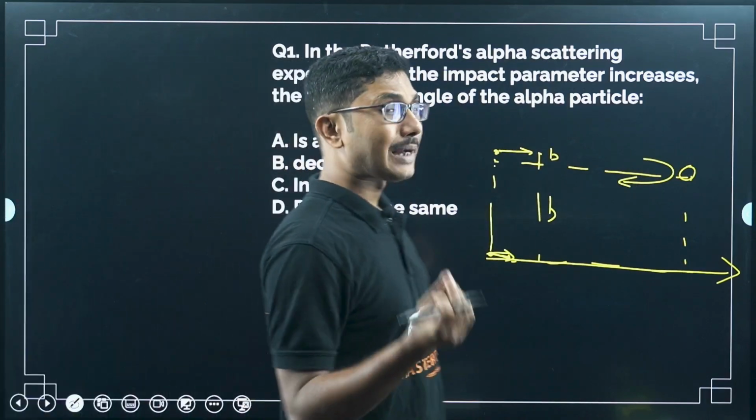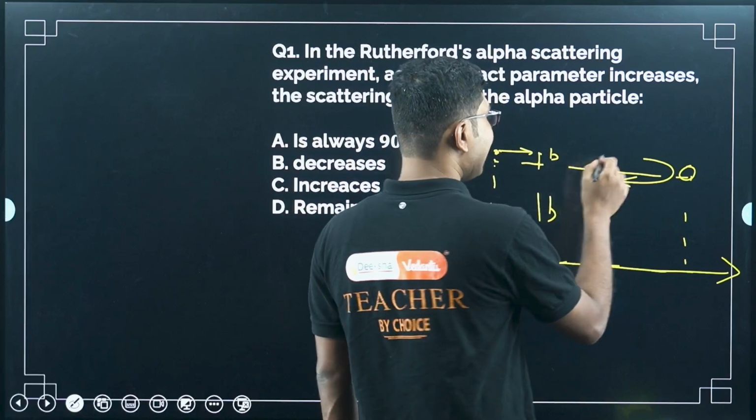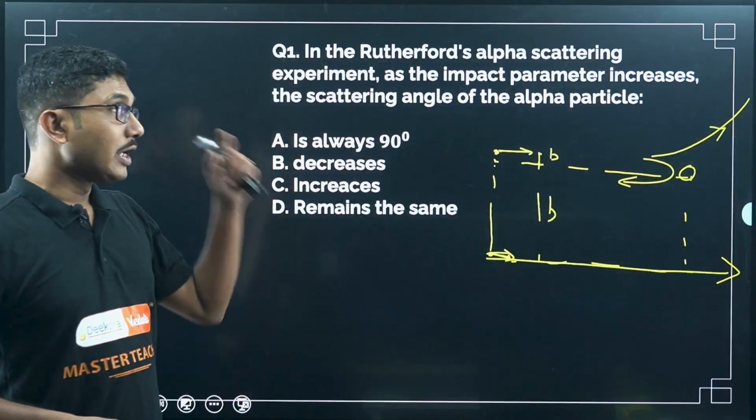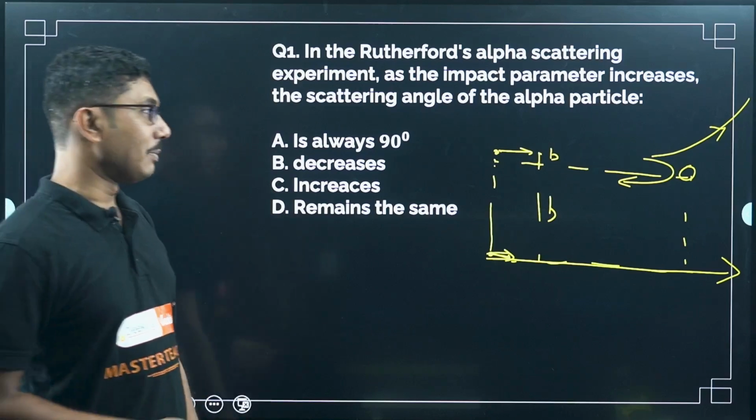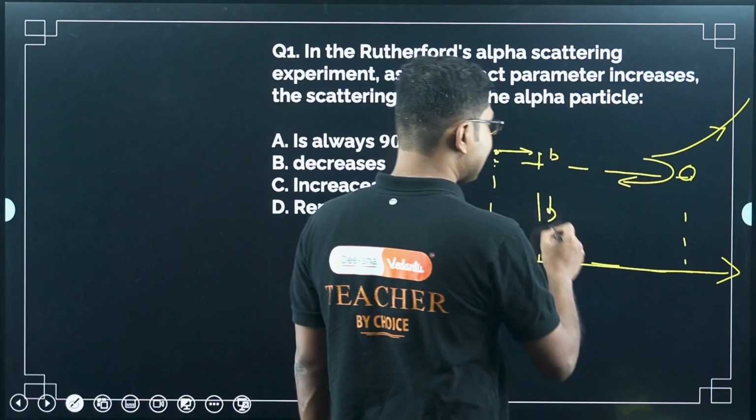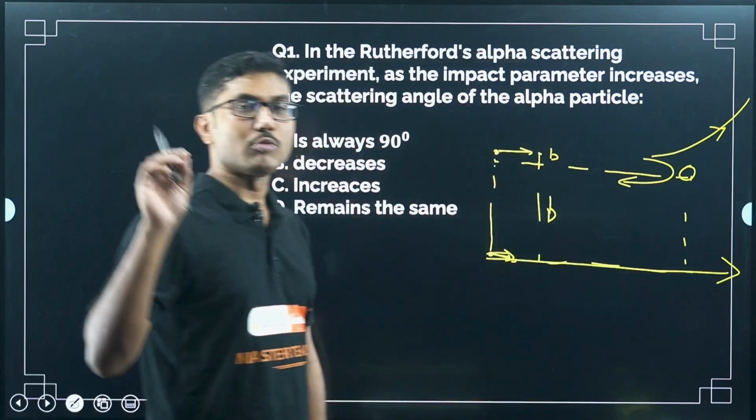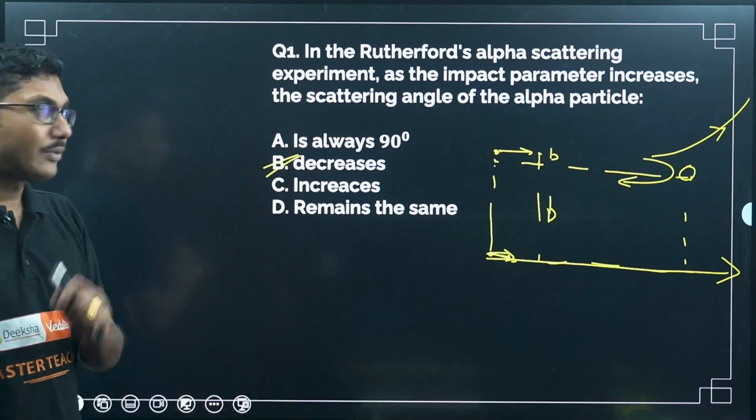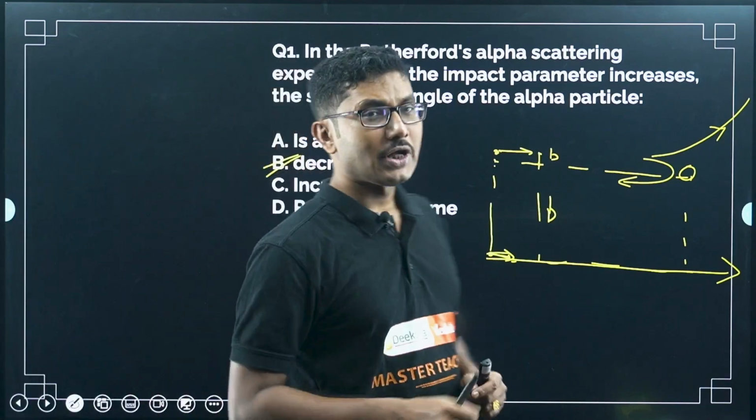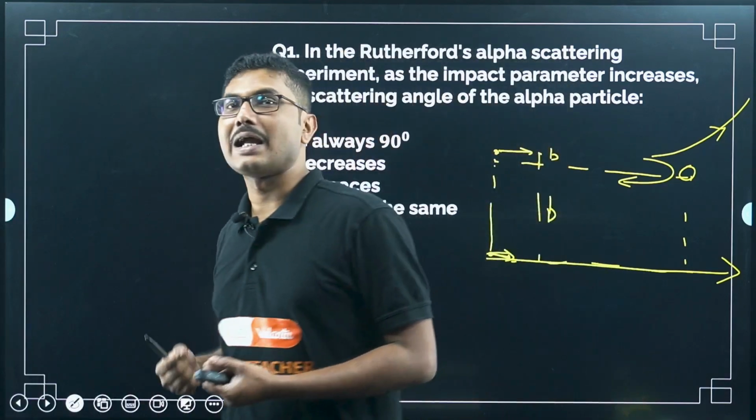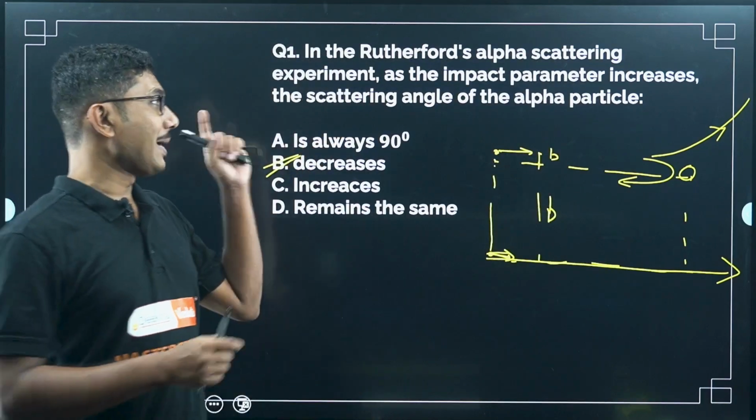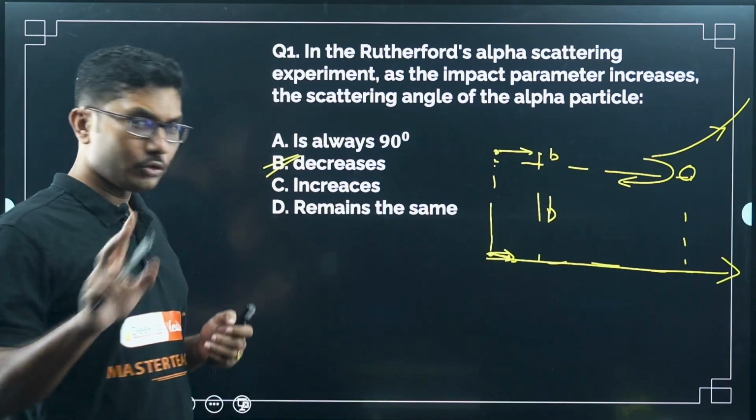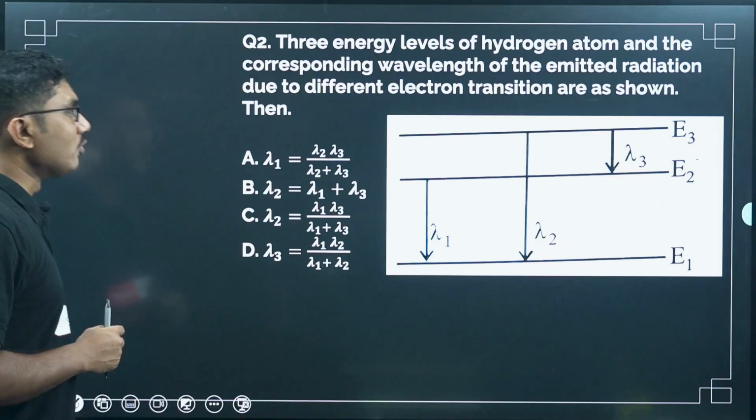Okay, if the impact parameter is very small, then it will interact and it will reflect, it will deviate by a huge angle. But if you increase the impact parameter, the scattering angle will be very less, almost 0. So scattering angle definitely decreases. You have to be careful to answer such questions. If impact parameter increases, should the scattering angle also increase? No, if impact parameter increases, scattering should be 0, so it will decrease. Right, now let's move on to the next question.